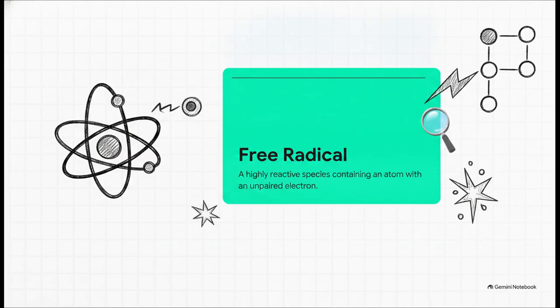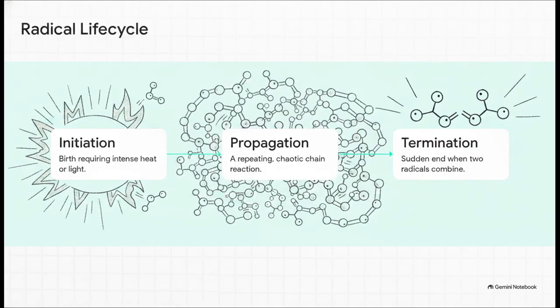This sets the perfect stage for total chemical chaos, because it will violently try to steal an electron from literally anything nearby just to complete its pair. Because of that intense reactivity, our radical's life cycle will always occur in these three distinct, totally predictable phases. It's honestly like a perfect three-act play. You've got a dramatic birth in phase 1, a repeating, wildly chaotic middle in phase 2, and then a definitive sudden end in phase 3.